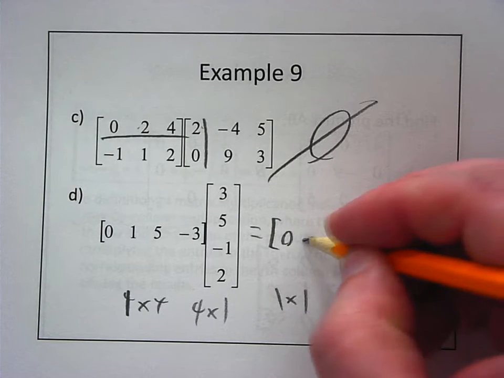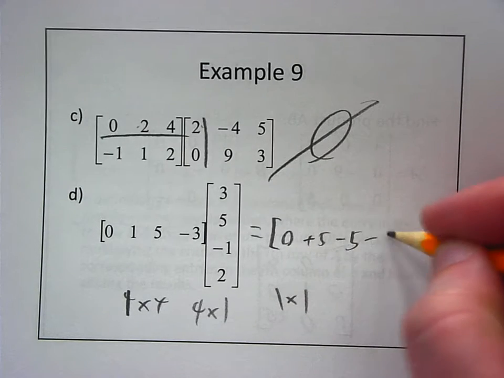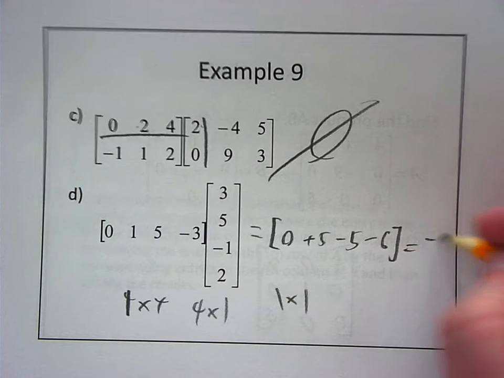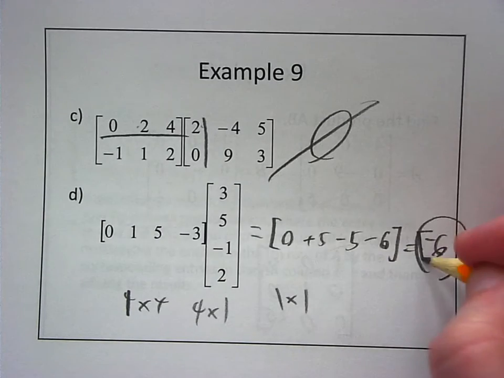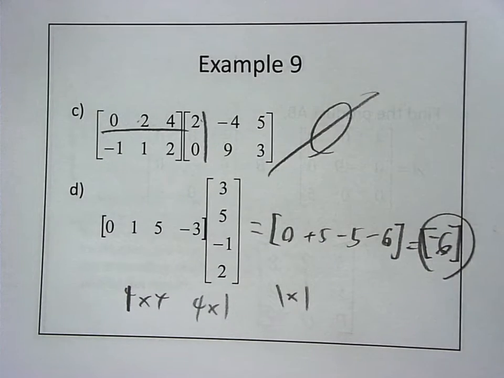Okay? When I multiply this, what am I going to actually get? Yeah, you got 0 plus 5 minus 6. So, negative 6. And you should actually still keep it inside brackets. Questions so far?